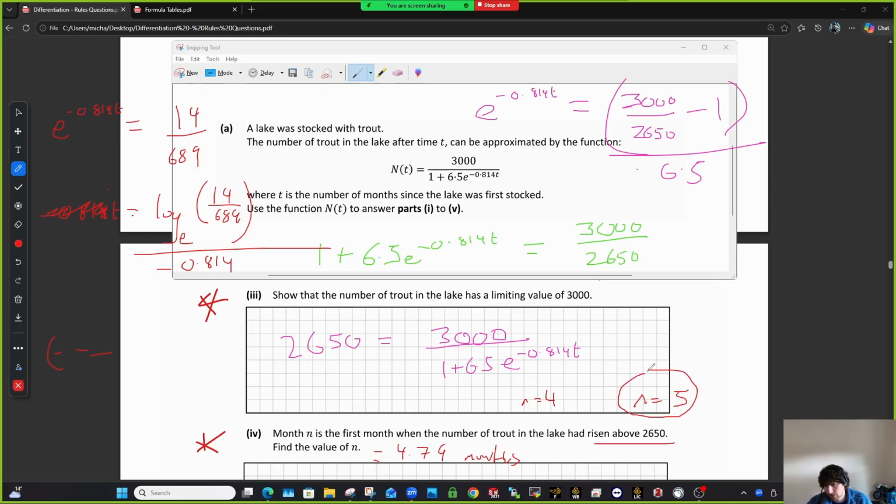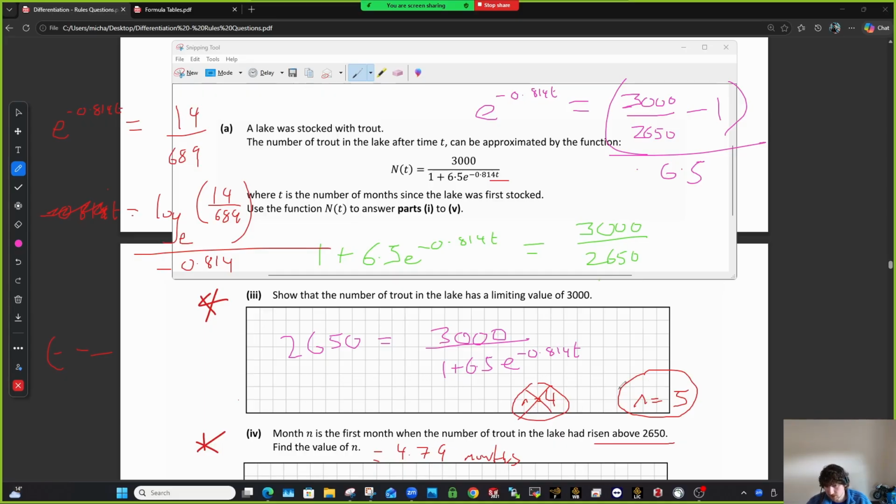The answer actually is 5 in this question, because if you put 5 into the original function, you'll see that the number goes above this. It'll be something like 2,700. If you put 4 in for t, you'll notice it hasn't gone above 2,650, so that isn't the answer. But if the question was worded a different way, this is when 4 would actually have been the final answer.